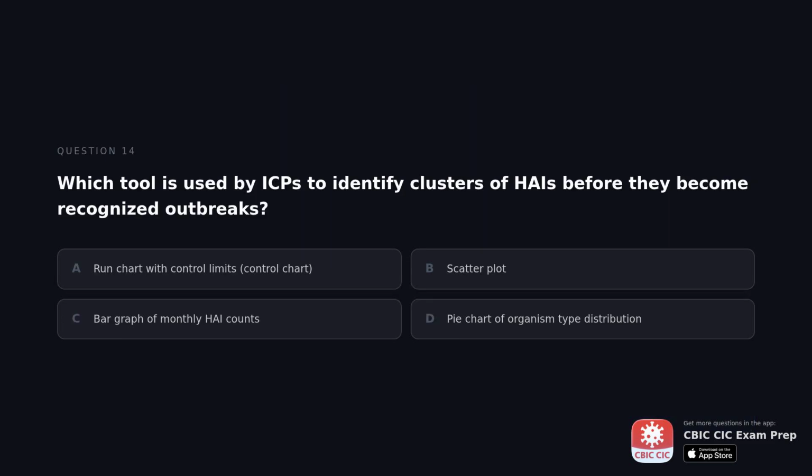Which tool is used by ICPs to identify clusters of HAIs before they become recognized outbreaks? A. Run chart with control limits, control chart. B. Scatter plot. C. Bar graph of monthly HAI counts. D. Pie chart of organism type distribution.